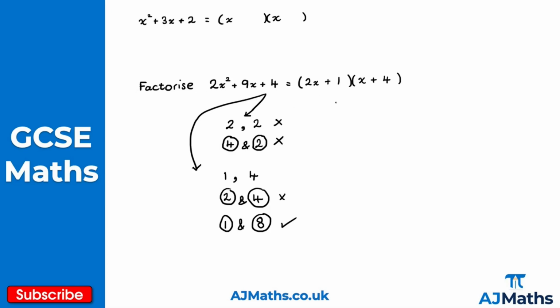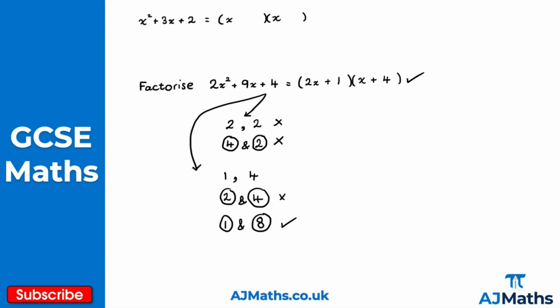So we've factorised this quadratic. We get 2x plus 1 times x plus 4. And there we have it. So as you can see, nothing too challenging. It's just remembering the steps as we go to be able to factorise something like this. But there we have it. So that's our introduction to factorising trickier quadratics.